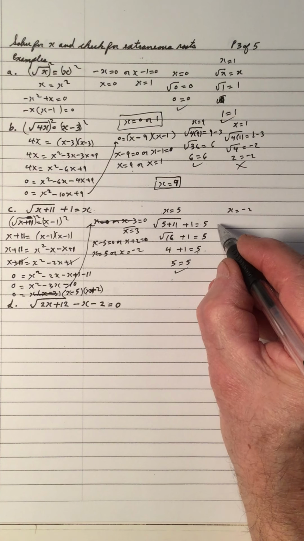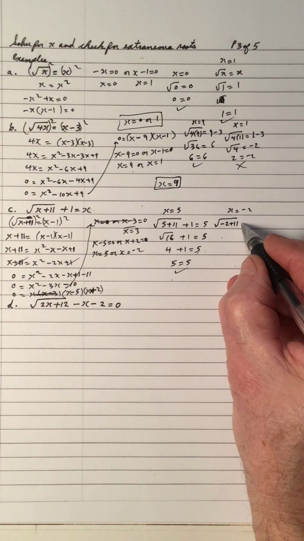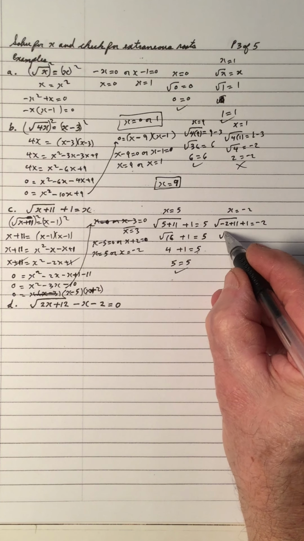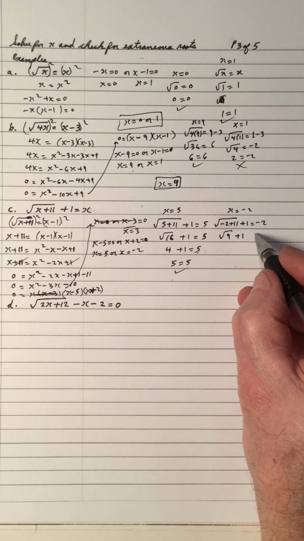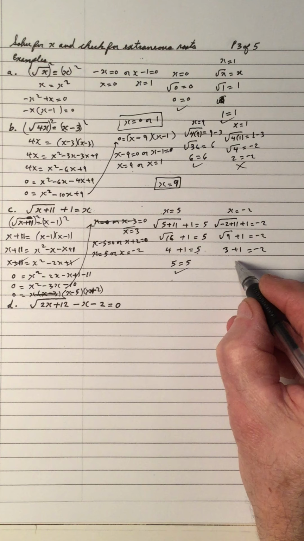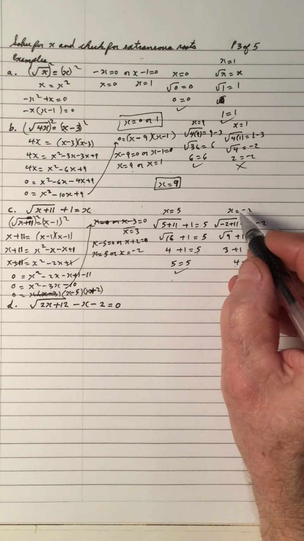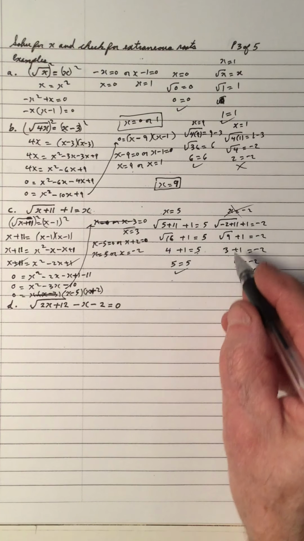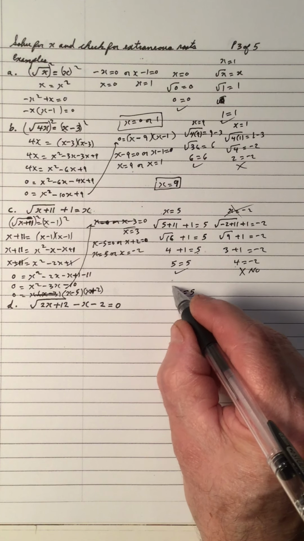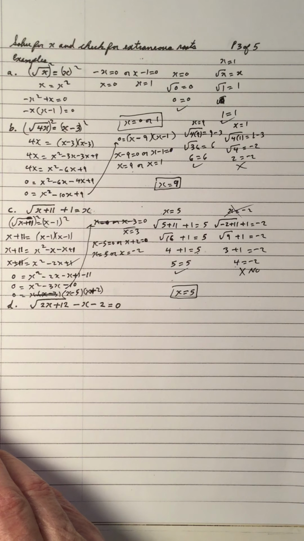Let's check with negative 2. So it's the root of negative 2 plus 11, plus 1 equals negative 2. That's the root of 9 plus 1 equals negative 2. 3 plus 1 equals negative 2. 4 equals negative 2. No. So x equals negative 2 is an extraneous root. So the solution is x equals 5 for this equation. And sorry about that, I missed the 11 there.